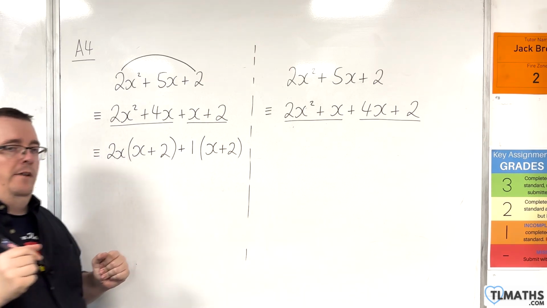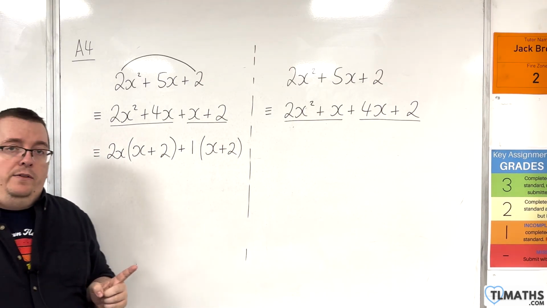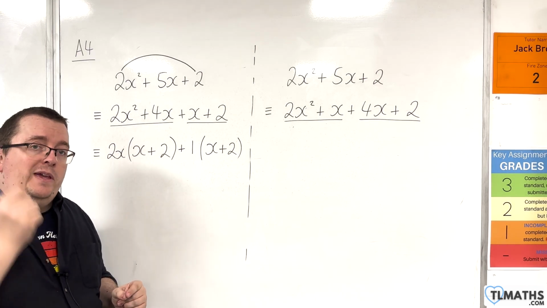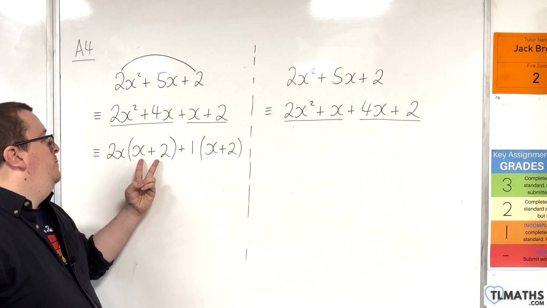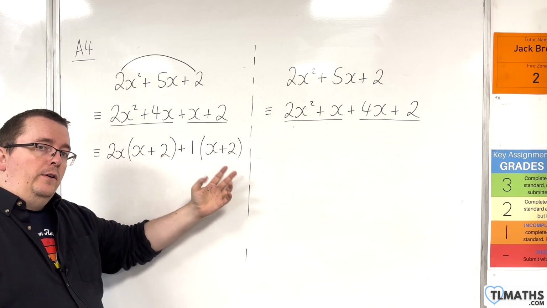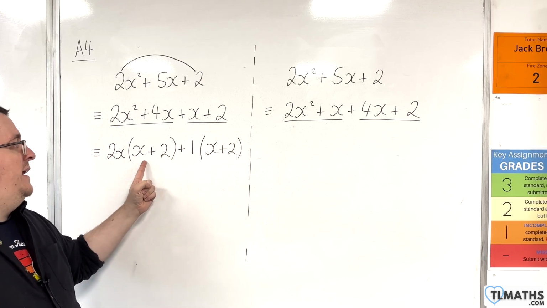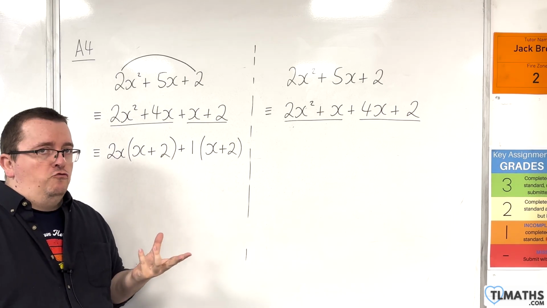Now this will feel a little weird. But the key to it, and to know that you're doing it correctly, is that the two brackets that you get here should always be the same. So they should both be x plus 2 in this case. So if you had x plus 2 and then x plus 3, you know you've gone wrong.